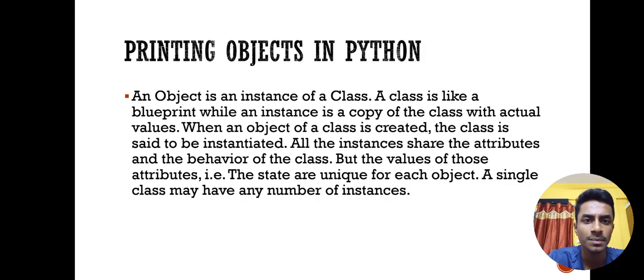Printing objects in Python. An object is an instance of a class. A class is like a blueprint, while an instance is a copy of the class with actual values. When an object of a class is created, the class is said to be instantiated. All the instances share the attributes and behavior of the class, but the values of those attributes, the state, are unique for each object. A single class may have any number of instances.